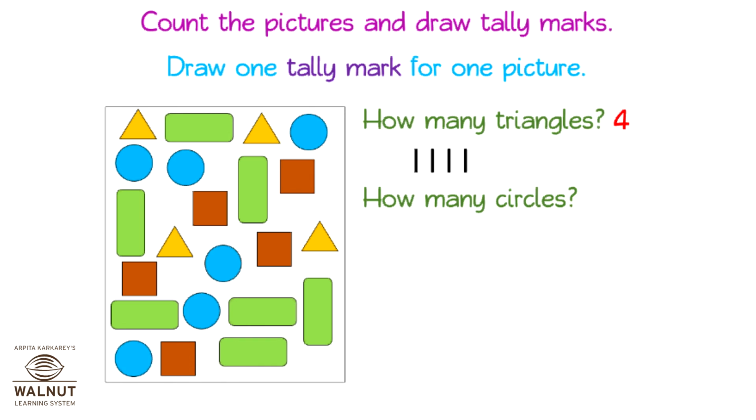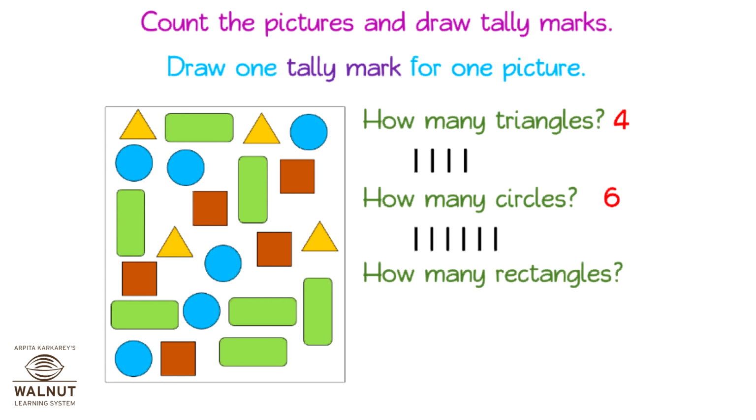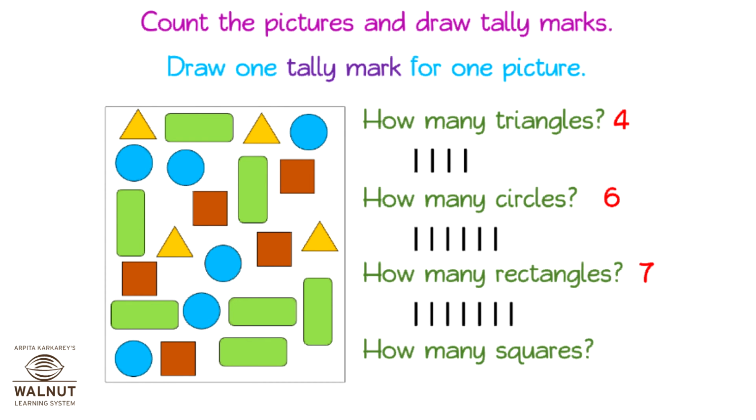How many circles? Draw one tally mark for one circle. 1, 2, 3, 4, 5, 6. So, we have 6 circles. How many rectangles? Draw one tally mark for one rectangle. 1, 2, 3, 4, 5, 6, 7. We have 7 rectangles. How many squares? Draw one tally mark for one square. 1, 2, 3, 4, 5. We have 5 squares.